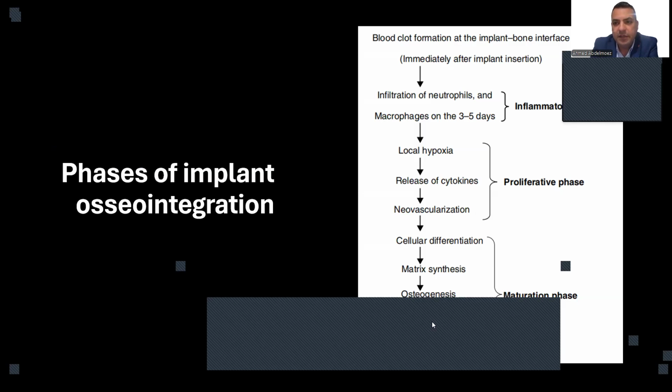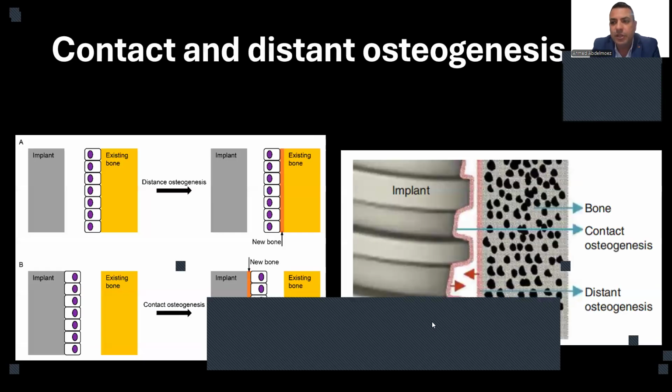As we see in this figure, we have three phases: the inflammatory phase, the proliferative phase, and the maturation phase. We have to know the meaning of two terms: contact and distant osteogenesis. After the implant insertion, new bone formation begins simultaneously at the prepared osteotomy wall and the implant surface. The new bone synthesis which begins at the implant interface is called contact osteogenesis, and the other synthesis, which simultaneously begins at the osteotomy wall, is called distant osteogenesis.